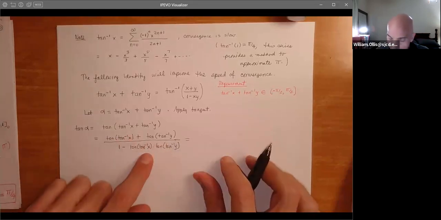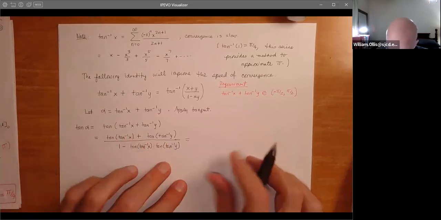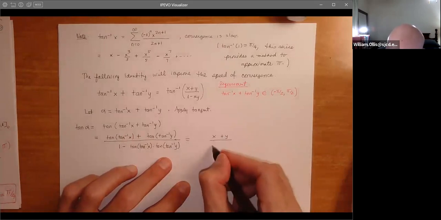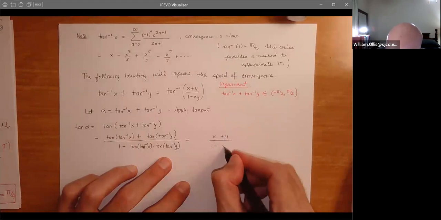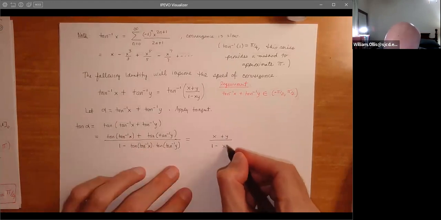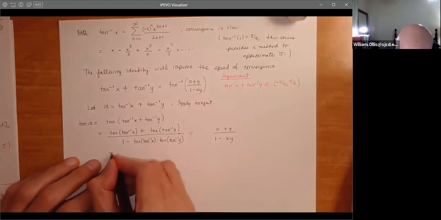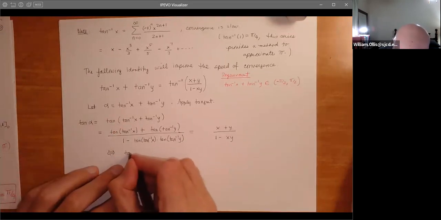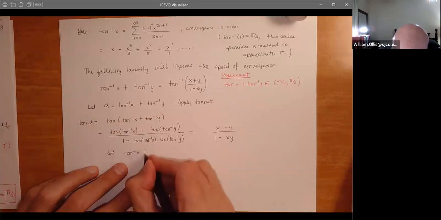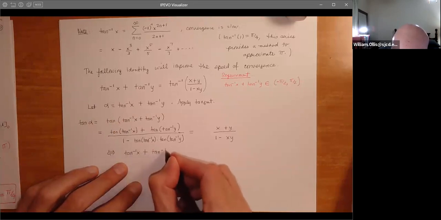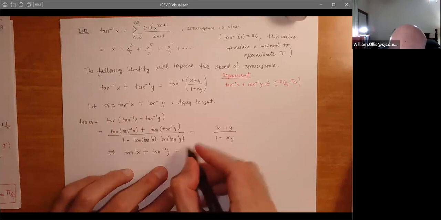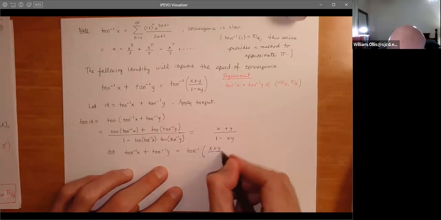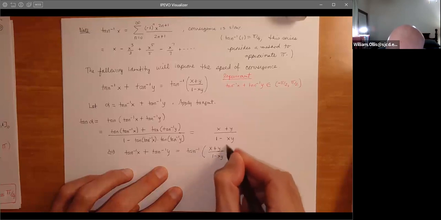But of course, these all collapse by the inverse equations. So this is x plus y. I told you it was easy. Divided by 1, and then of course this is x and this is y by the inverse. So equivalently, if you apply the inverse tangent, alpha, which is this, inverse tangent of x plus inverse tangent of y equals inverse tangent of x plus y over 1 minus xy.